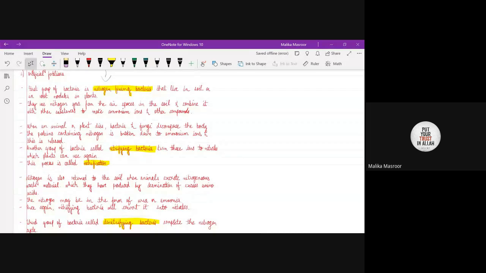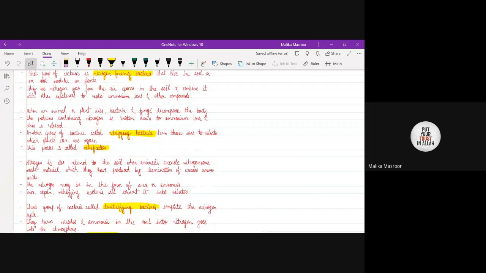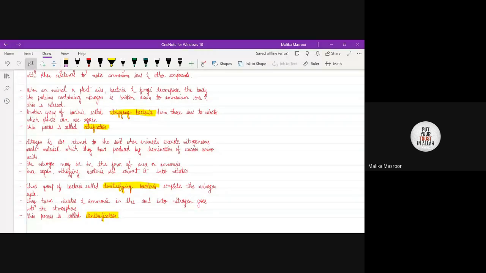Nitrogen is also returned to the soil when animals excrete nitrogenous waste materials, produced by deamination of excess amino acids. Nitrogen may be in the form of urea or ammonia, and once again, nitrifying bacteria will convert it into nitrates. The third group of bacteria are called denitrifying bacteria. They complete the nitrogen cycle. They turn nitrates and ammonia in the soil into nitrogen gas, and that goes into the environment.